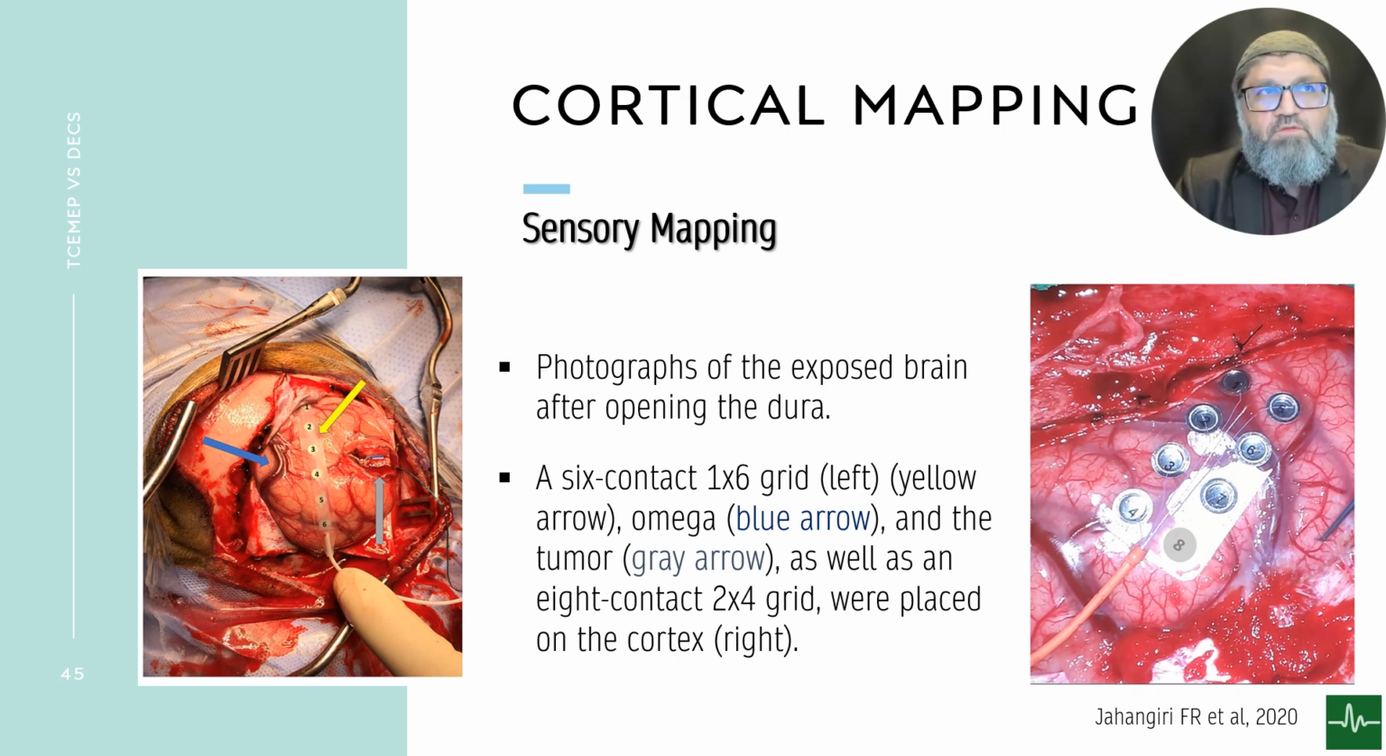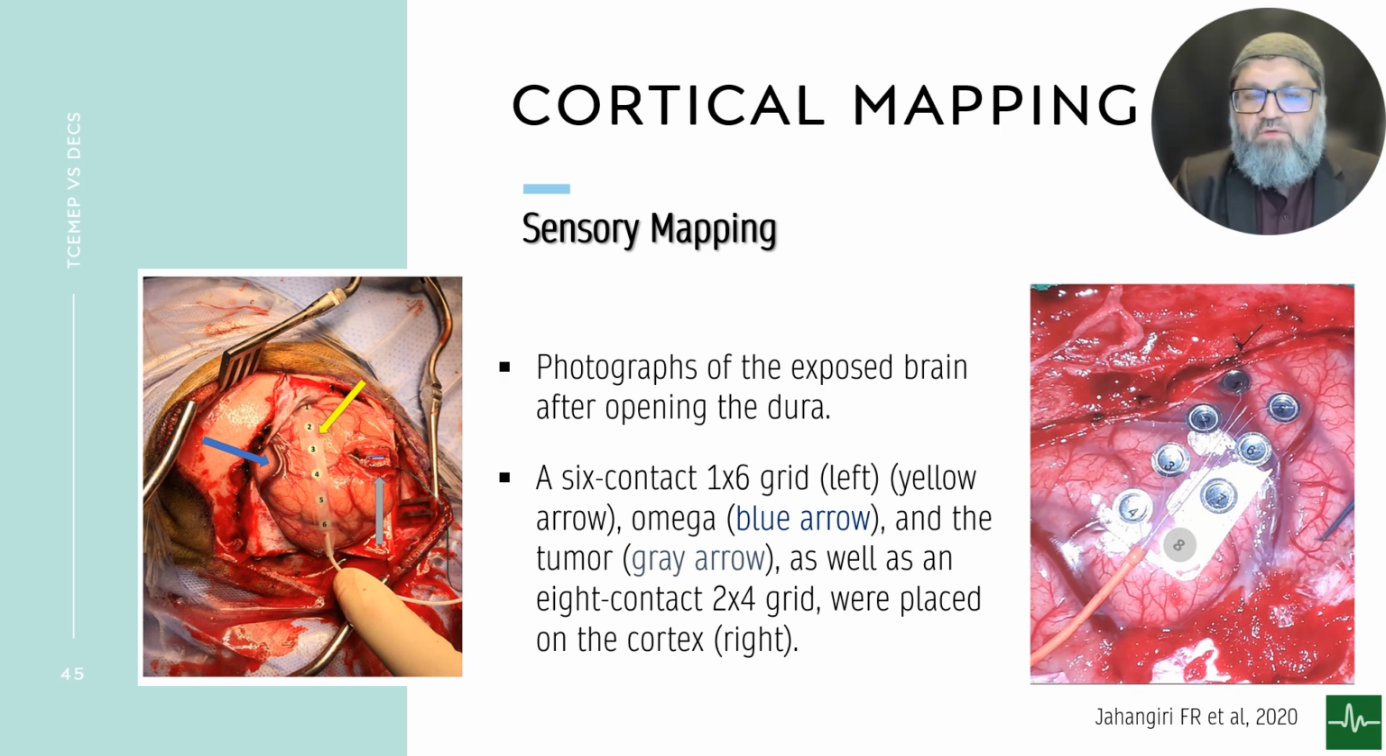So here we can see on the right with the gray arrow, this is the tumor which is located most posterior to the central sulcus, and we have a grid here and are trying to do the phase reversal. Sometimes you don't see the phase reversal, so all you see is all post-central or pre-central responses. On the right side, we have placed a 2 by 4 grid with contacts 1, 2, 3, 4 and 5, 6, 7, 8. Depending on the manufacturer, 1, 2, 3, 4 may be on the left side, and 5, 6, 7, 8 may be on the opposite side.